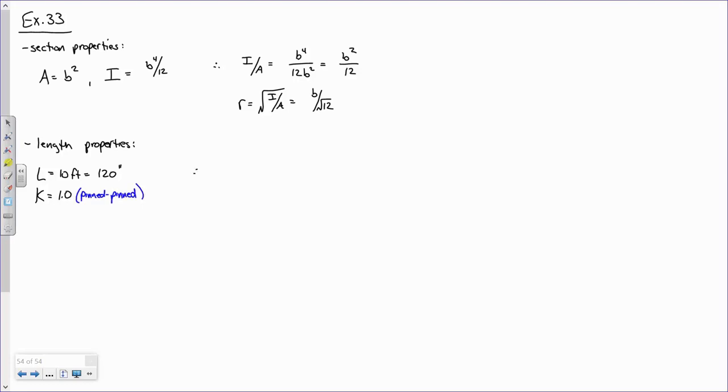So, KL is 120 inches, right? It was 120 times 1. And KL squared is 14,400 inches squared. So far, so good? One other thing I'm going to go ahead and determine is what's KL over R.